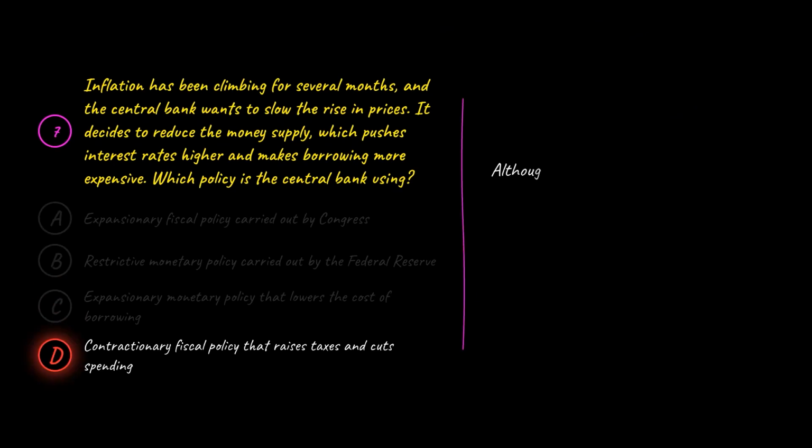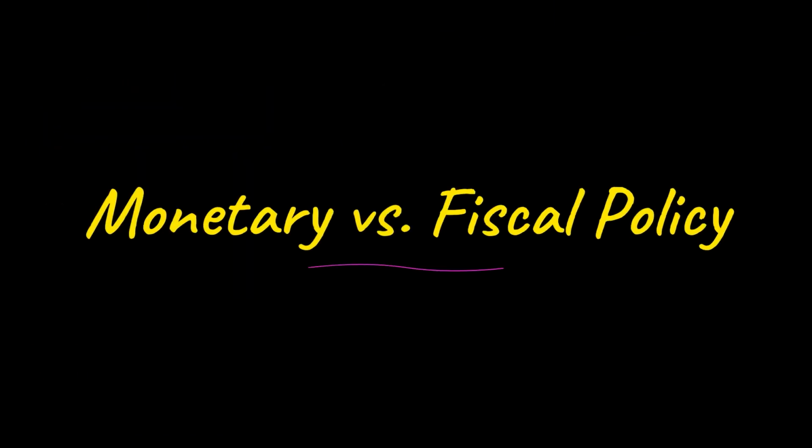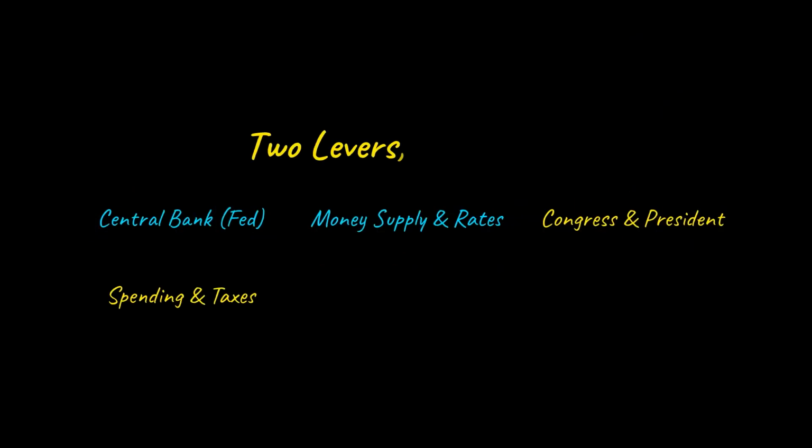D is wrong because although contractionary fiscal policy can also cool the economy, it works through taxes and spending decided by Congress. Here the central bank is adjusting the money supply, which is monetary policy. Governments steer the economy with two broad levers: monetary policy and fiscal policy. Keeping these straight is one of the most testable ideas in macroeconomics. And the most common mistake is confusing which branch controls which tool.